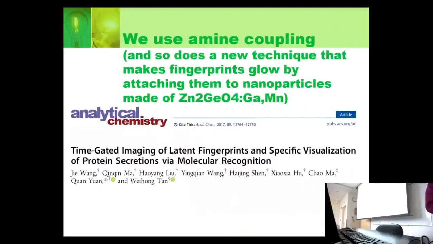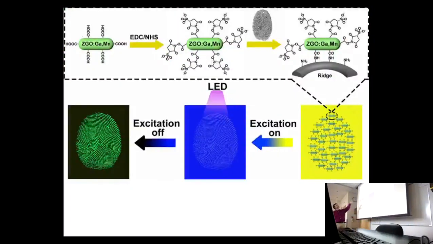So we use this, and actually this amine coupling chemistry shows up in a lot of places. Now that I know where it is, you actually see it all over the place. This is a group that developed a way to make fingerprints glow. You always dust the fingerprints and you see them use the tape to pull them up. Well, what if we could dust them with glowing dust? And their idea was to use nanoparticles made of zinc, and then instead of pulling them up with paint, you basically do this with them.